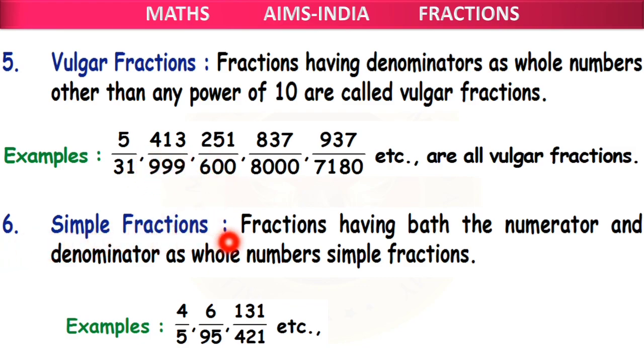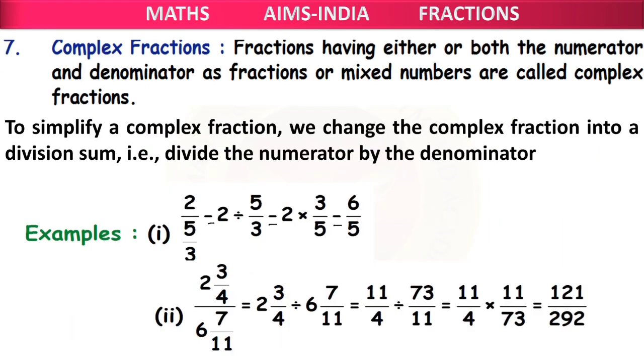The next type was simple fractions. Fractions having both the numerator and denominator as whole numbers are simple fractions. Yes, it is pretty simple. Both the numerator and denominator are whole numbers, so it is called a simple fraction. The next type is complex fractions. Fractions having either or both the numerator and denominator as fractions or mixed numbers are called complex fractions.